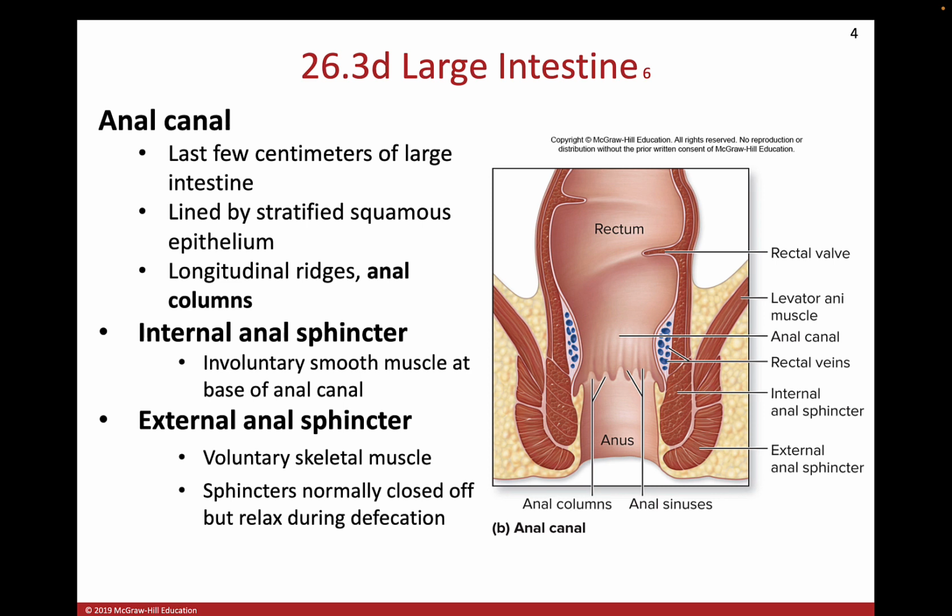The anal canal is the last few centimeters of the large intestine. It is lined by stratified squamous epithelial tissue, and that makes sense due to the mechanical stress associated with defecation. There are longitudinal ridges known as anal columns. There is the internal anal sphincter, which is involuntary smooth muscle at the base of the anal canal. And then there is an external anal sphincter, which is voluntary skeletal muscle. Sphincters are normally closed off, but they relax during defecation.